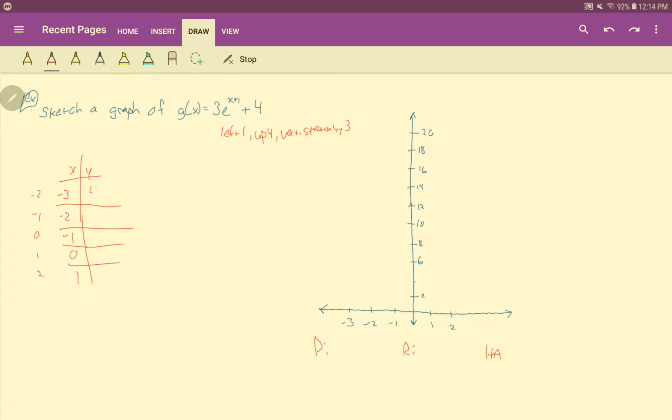And so let's see here, I get about 4.4 here, about 5.1 here, exactly 7 here, about 12.1 here, and about 26.1 there. Or 26.2, I guess, is what I should really round that to if I'm doing good rounding. Okay, I'll just plot the points.